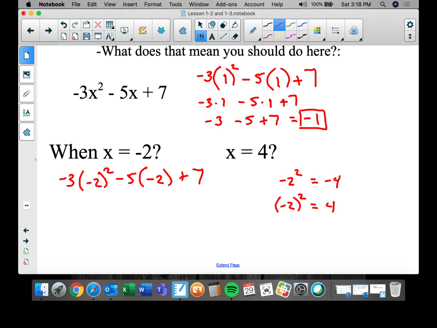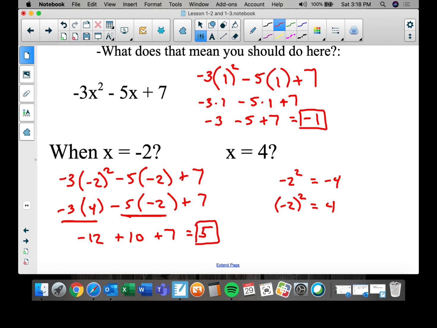Okay? So in this case, we know that this part over here equals 4. So I've got negative 3 times 4 now, minus 5 times negative 2. So we've evaluated the exponents. Now we'll take care of the multiplication. These two are multiplied, so I get a negative 12. These two are multiplied, so I get a positive 10. And then I still have a plus 7 at the end. The only thing left to do is put those together. Negative 12 plus 10 gives me a negative 2. Negative 2 plus 7 gives me a positive 5. And there's our final answer.